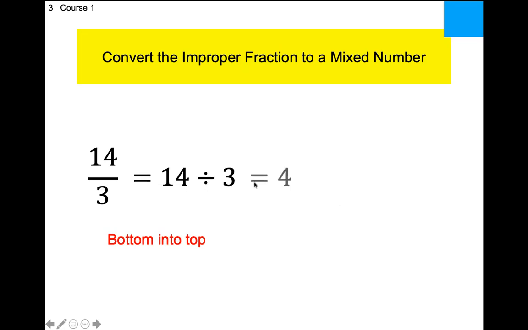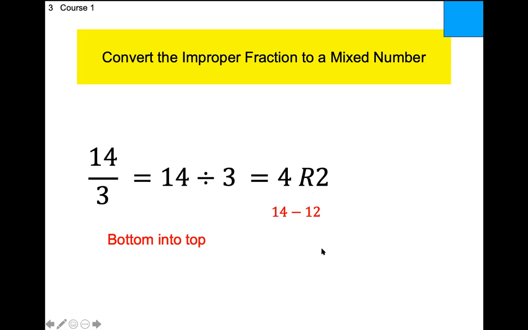So our whole number will be 4. Well, I said 3 times 4 is 12. So 14 minus 12, we're calculating a remainder here. 14 minus 12 is 2. Sorry, that was bad math. 14 minus 12 is 2. That would give me a remainder of 2.